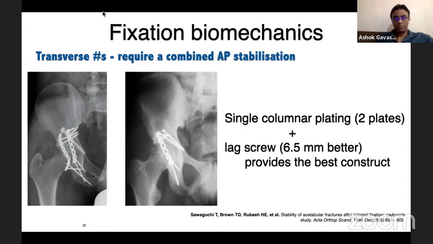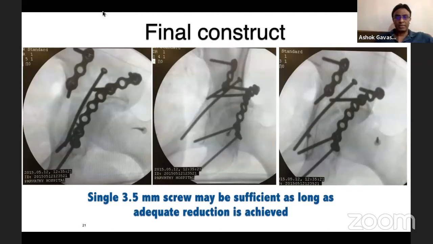But from posterior, the anterior column window has only around 6.5 millimeters on an average. So inserting a 6.5 screw or 3.5 screws may not be realistically possible all the time. So in that case, most of the time, this is the type of construct that you will end up with, which is more than sufficient. If you are doing this from anterior, then your posterior column has a much bigger window through which a 6.5 screw can be inserted.